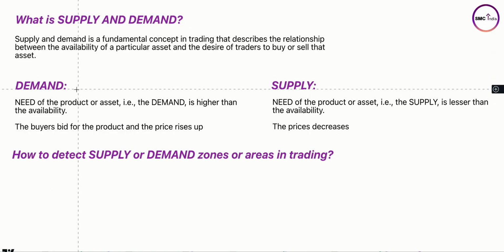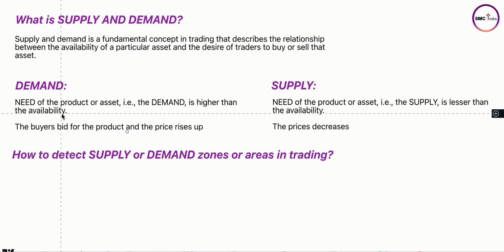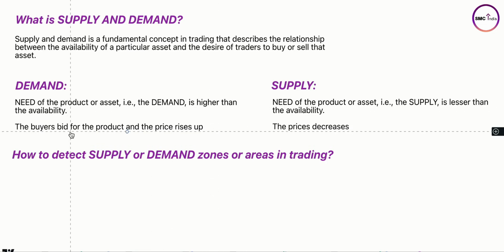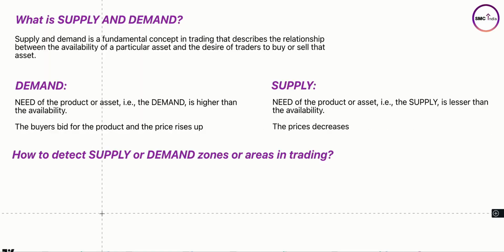So now we are coming to demand. What is demand? When the need of the product or asset, that is the demand, is higher than the availability. When you go to the market and there is limited amount of product and there is a huge demand of the product, or the need of the product is very high, you say that there is a real demand of that product or asset, and what it creates is that it increases the price of the product. So as a result of that, when the need of the product is high and there are limited number of products, the buyers tend to bid for the product and the price rises up. So when there is a demand of any product, the price of the product rises.